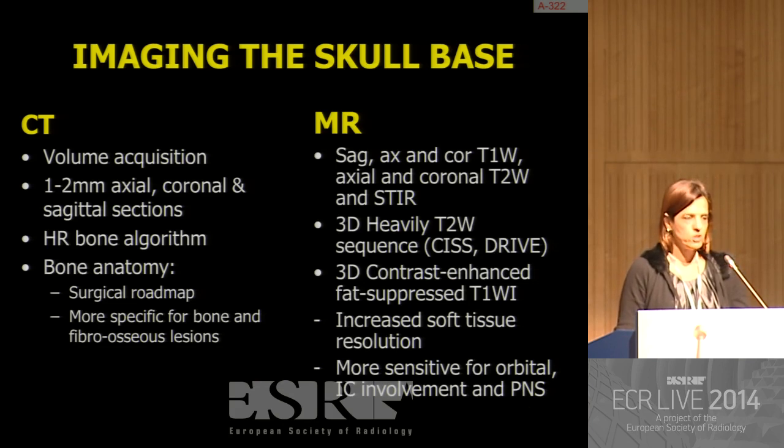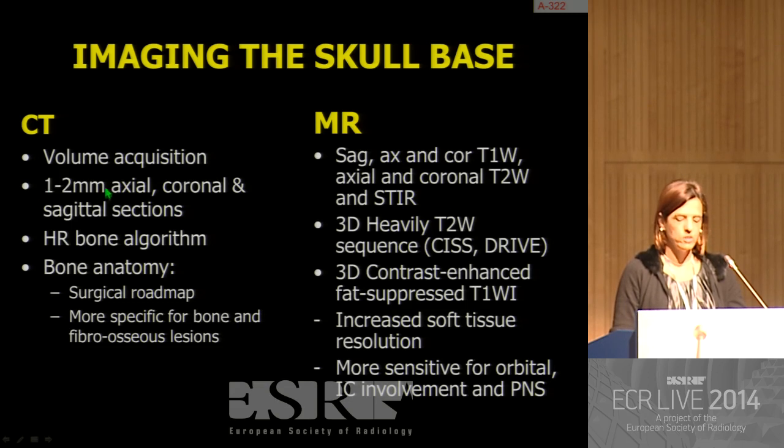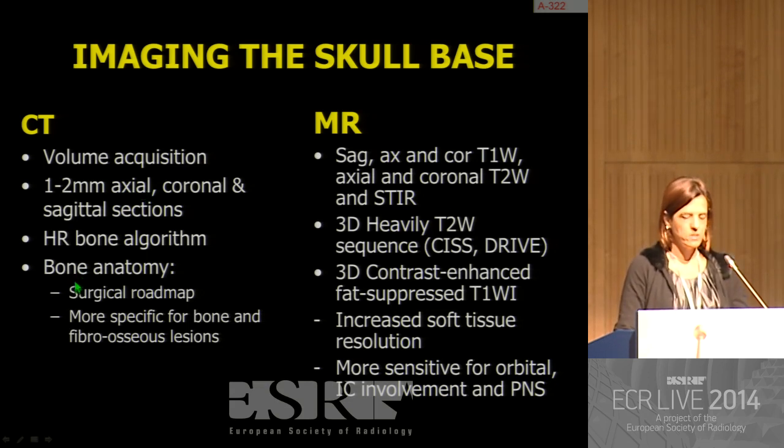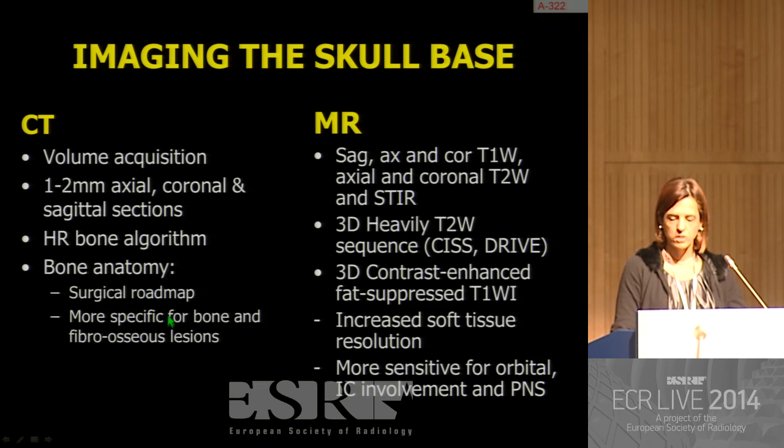So how do we image the skull base? Ideally, we should perform a full contrast-enhanced MR and a CT using only high-resolution bone algorithms. So you get a volume acquisition on CT, reconstruct the images at 1 or 2 millimeters at the most in the axial, coronal, and sagittal planes. And why is this important? Because it provides a roadmap of the bony anatomy, which is useful for surgery and for radiation treatment planning. And CT is considered by some more specific to the diagnosis of some bone lesions and fibro-osseous conditions.